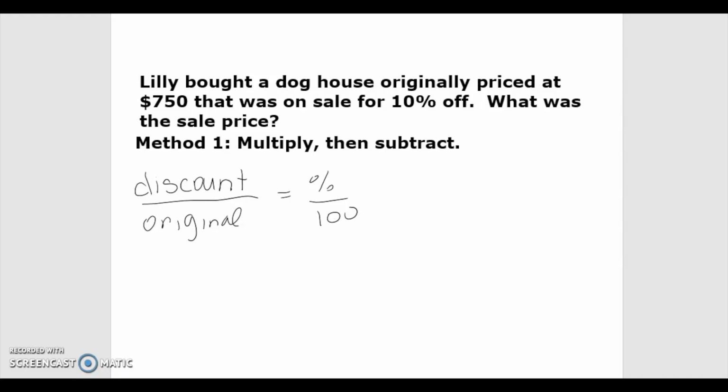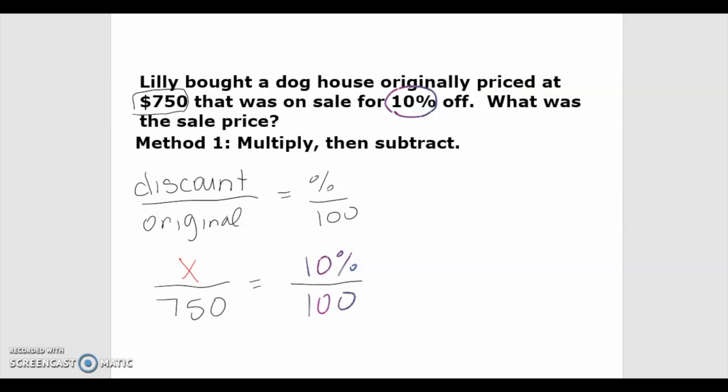And then we're also going to talk about a second way to do this. So our original price is $750. That's going to go in the denominator of our proportion. The amount of the discount, we don't know, but we know that it's 10 out of 100. So we're going to solve for how much it was discounted. Now that's not going to tell us the sale price, okay?